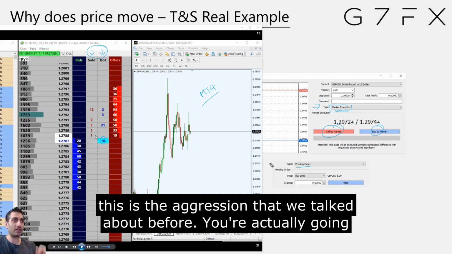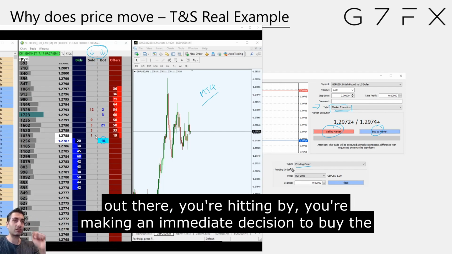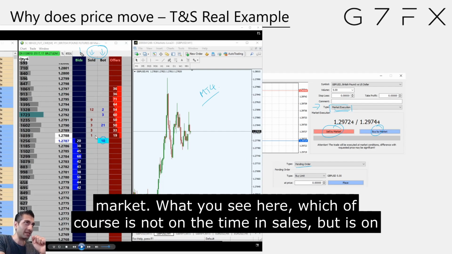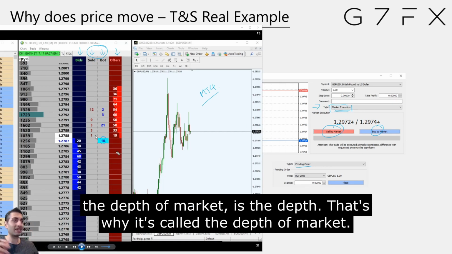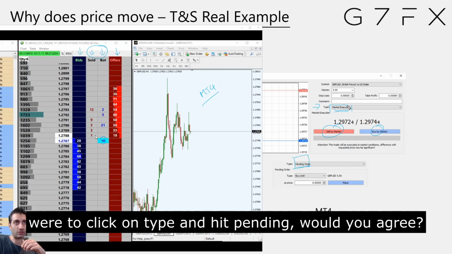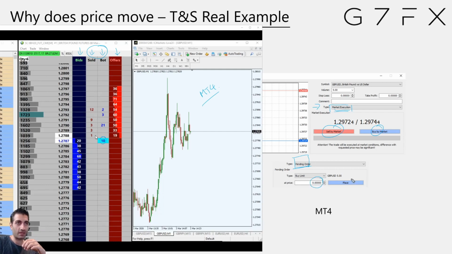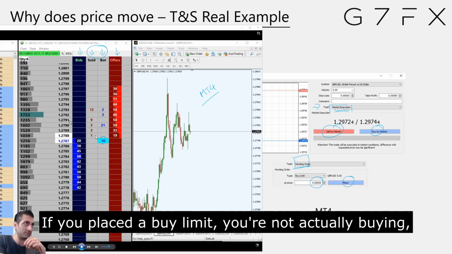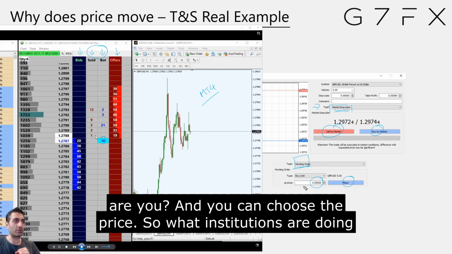You're actually going out there, you're hitting buy, you're making an immediate decision to buy the market. What you see here, which of course is not on the time and sales but is on the depth of market, is the depth. That's why it's called the depth of market. So that's showing you the actual supply. That is, for example, if you were to click on type and hit pending, would you agree? If you placed a buy limit, you're not actually buying, are you? And you can choose the price.